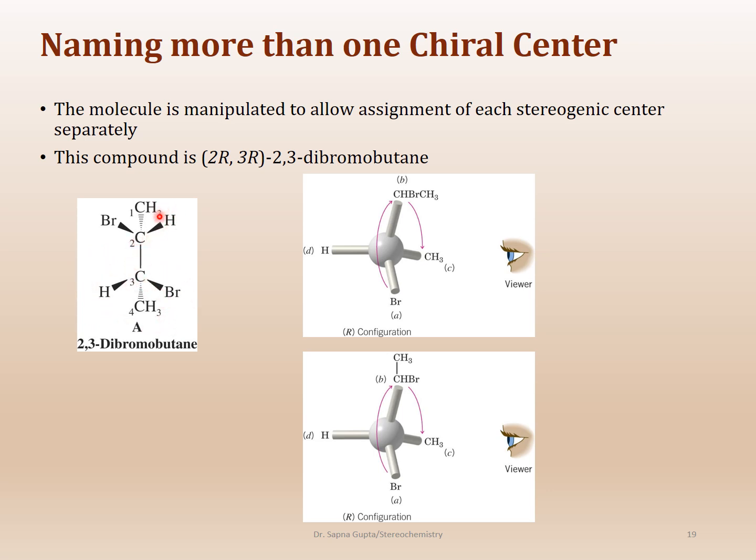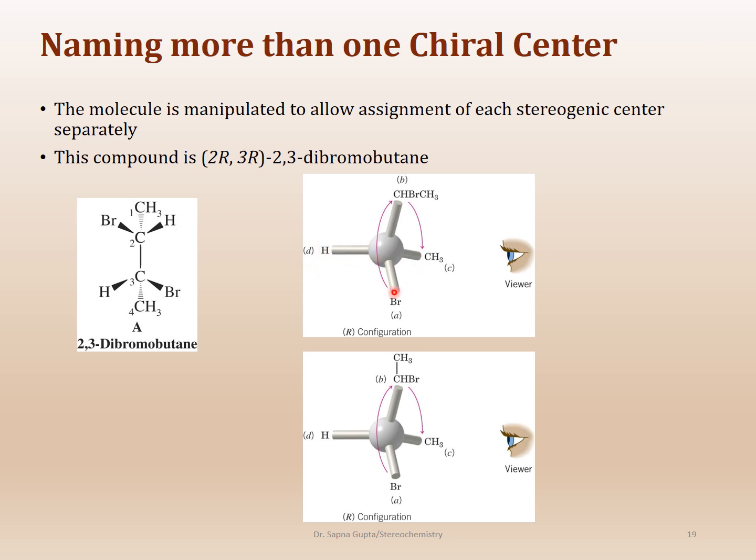So hydrogen here has the lowest priority for carbon number 1 here. So bromine is the highest priority. Then this carbon is the second priority because this carbon is attached to a carbon, a bromine and a hydrogen. This carbon is just a methyl group, so this has third priority, and then hydrogen is the lowest priority. So you look at this hydrogen, keep it at the back. This one, keep it at the back.